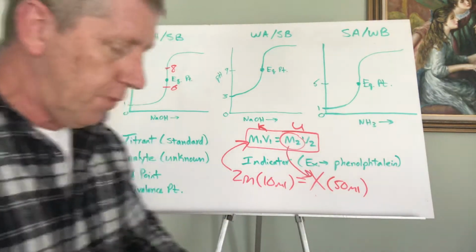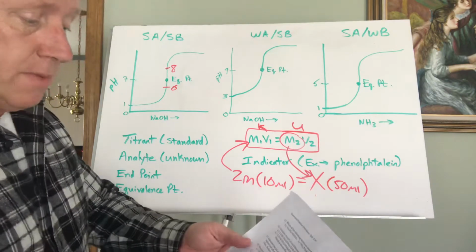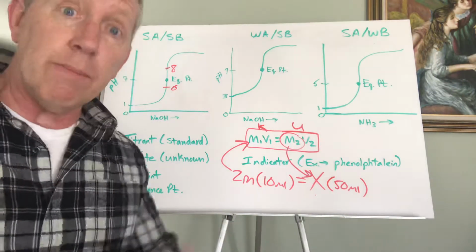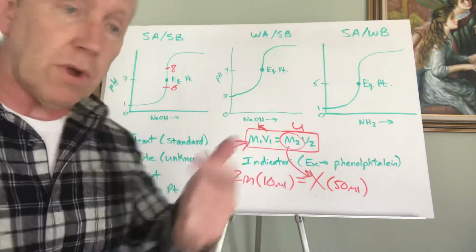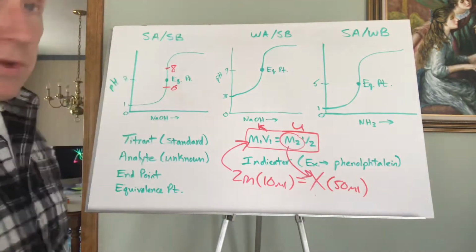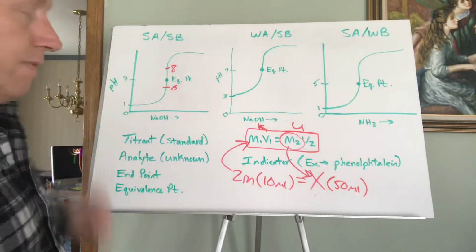So if you look at problem number 4, it says sketch the titration curves for each of the following acid-base reactions. Hydrochloric acid and ammonium hydroxide: that's a strong acid, strong base. This would be the curve for a strong acid, strong base, and the equivalence point at 7.